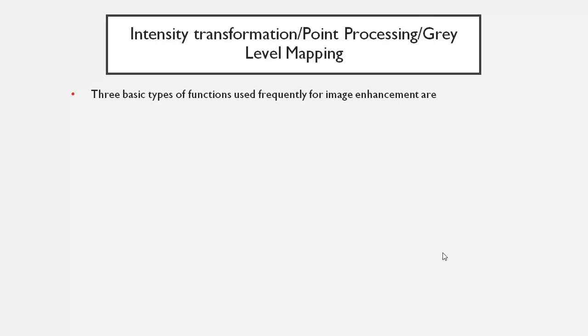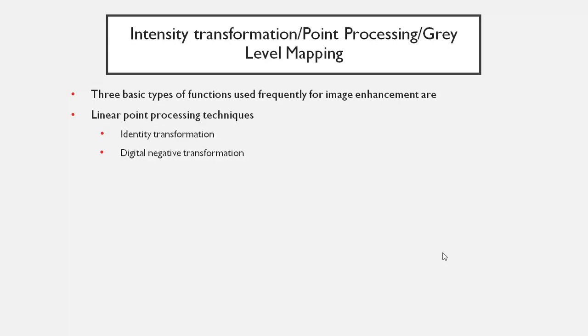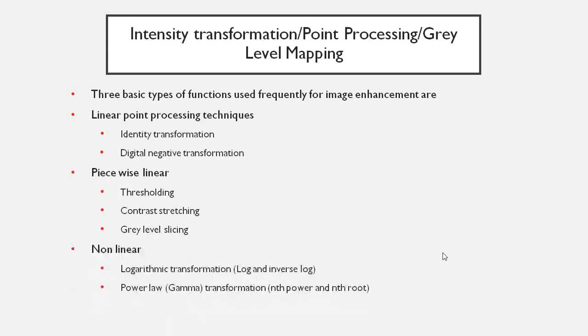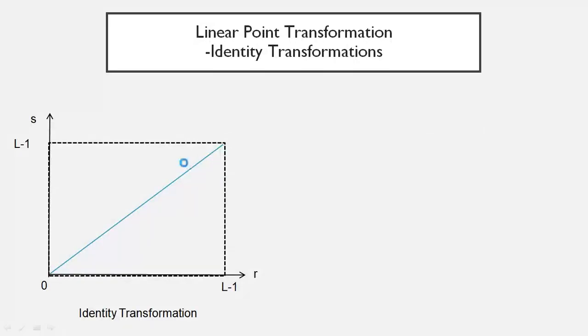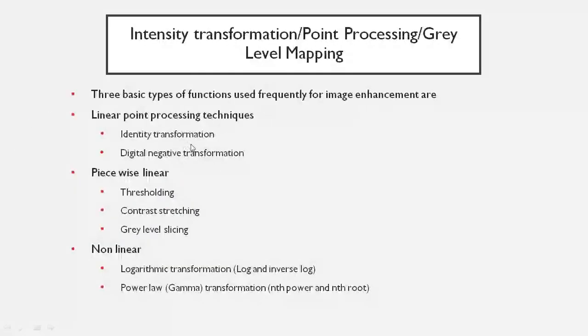So what we have understood from the previous video is that point processing techniques are basically of three types. Broadly they could be classified as three types. One is linear point processing techniques, then we have piecewise linear point processing techniques, and then we have non-linear techniques. So let us focus in today's video on linear point processing techniques, wherein we will see what we understand by identity transformation and what we understand by digital negative transformation.